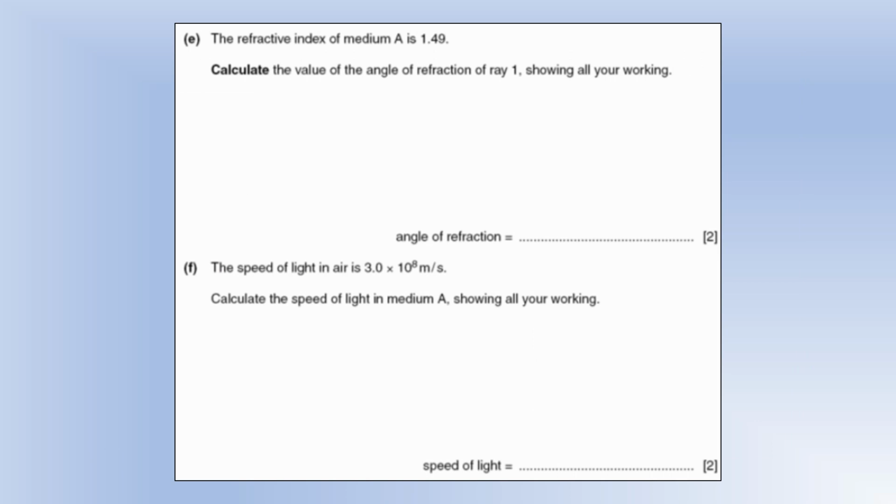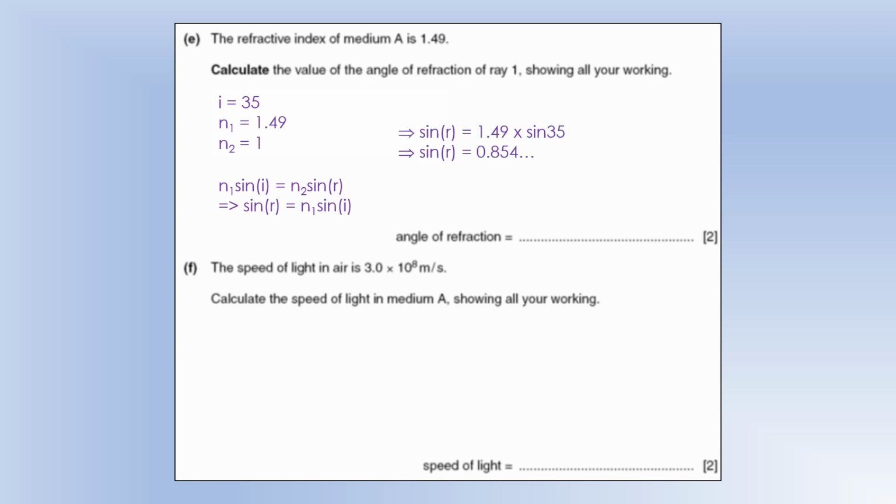The refractive index of medium A is 1.49. Calculate the angle of refraction of ray 1, showing all your working. So again, let's get all of our measurements together. We know what the angle of incidence is. We know the refractive index of the first substance. We know it's going into air, so we know the refractive index of the second substance. So we can use Snell's Law, and I'm going to go through the same process I did before. I'm going to calculate what sine r is, and then take the inverse sine to get what r is, 59 degrees.